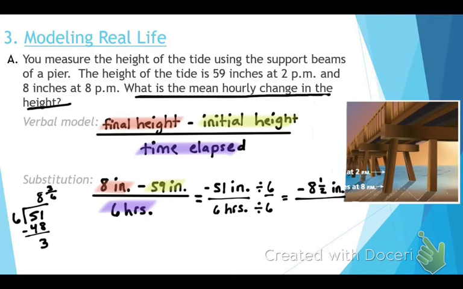Over, now let's focus on this bottom part. What is 6 hours divided by 6? 1 what? Inches. Not inches. 1 hour. So notice our final answer says negative 8.5 inches over 1 hour, which means it lost 8.5 inches, that's why it's negative, per hour. Anytime, once again, when it comes back and says to find the mean hourly change, that means how much did it change per 1 hour. So this decreased 8.5 inches per 1 hour.